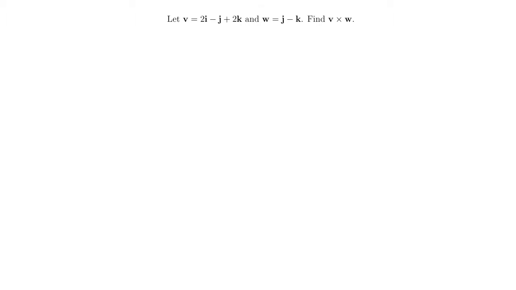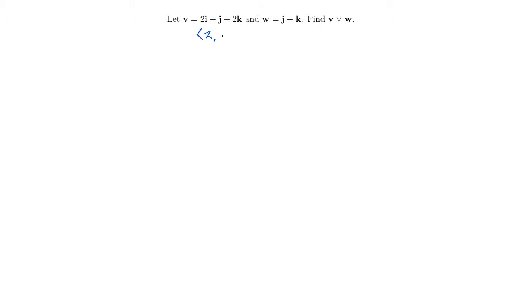Let's look at an example of how to find the cross product of two vectors. So here I give you two vectors, v is 2i minus j plus 2k, and w is j minus k, and I'm asking you to find v cross w. It might be helpful to write these vectors in component form.